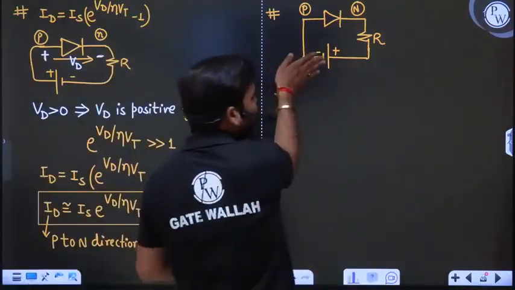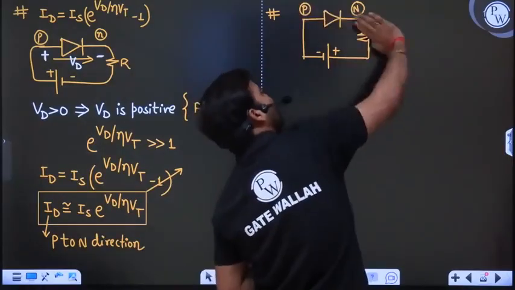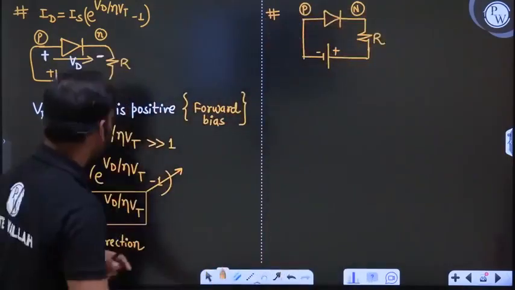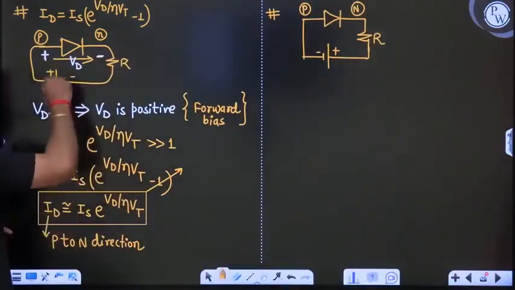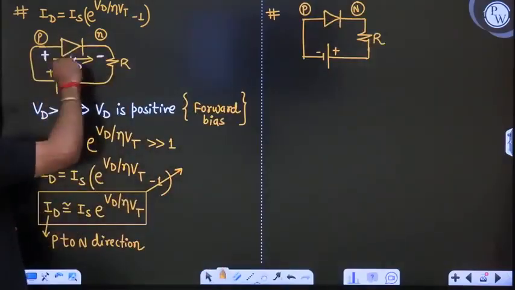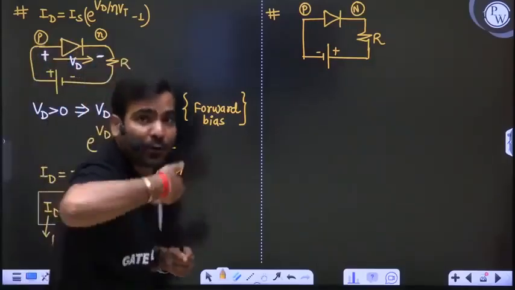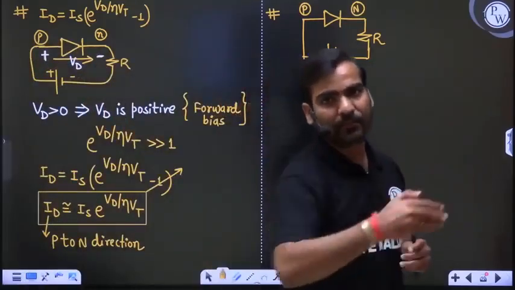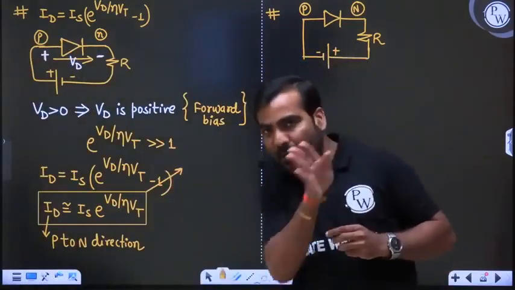How does a battery flow the current? From plus to minus. So this battery is supplying current from N to P direction, like that. Current always flows from positive to negative. So this current is like that. Current direction is P to N. Diode is on. Diode is forward bias. P to N current. Positive current means P to N current. Negative current means N to P current.